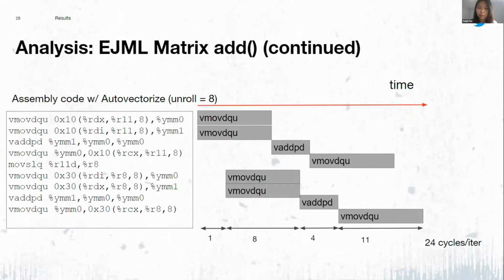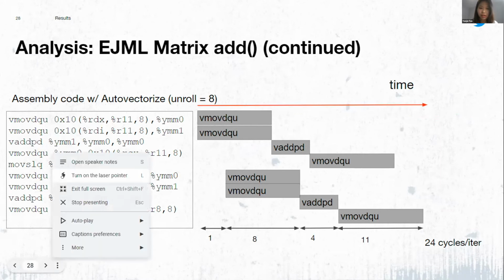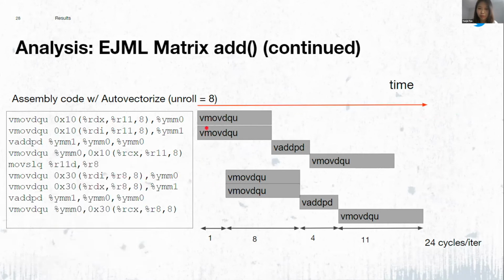But if we unroll with a factor of 8, these memory reads are independent of each other, so they could be issued just 1 cycle after the previous read instructions. In this way, we could achieve 24 cycles per iteration, but the throughput is doubled because the unroll factor is larger.